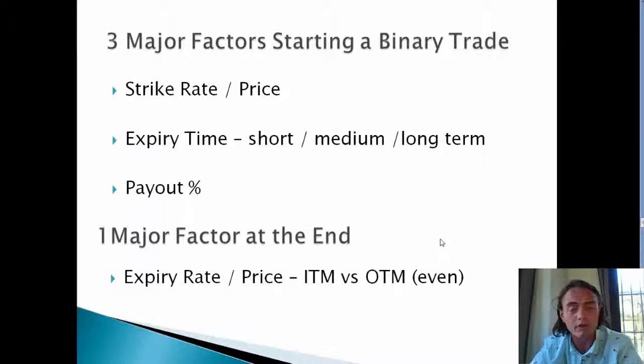And as I mentioned earlier on, a lot of brokers will just give you your original investment back if the expiry price is exactly the same as the strike price, which isn't very often. It does happen from time to time, but you don't lose anything.